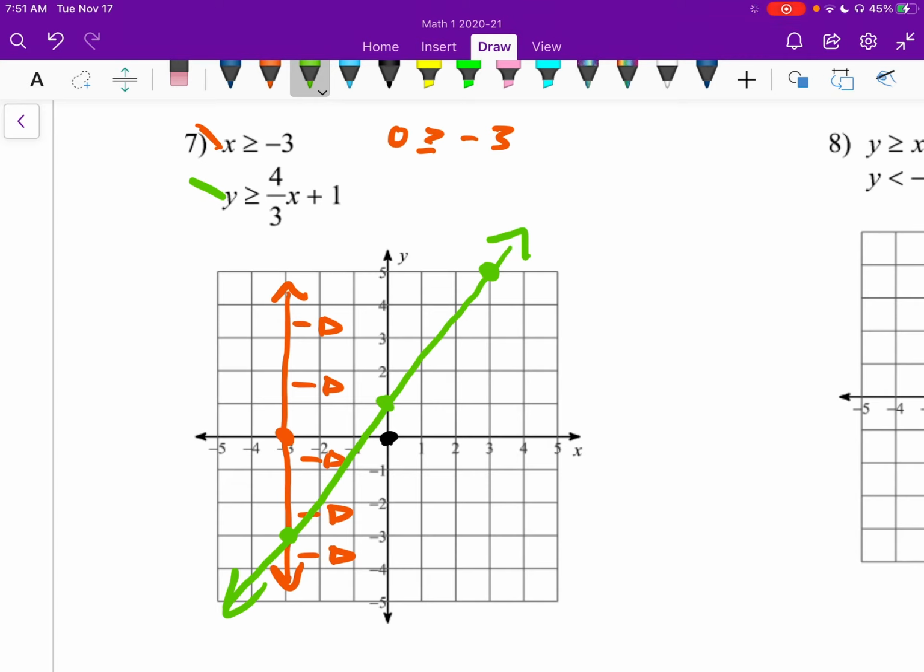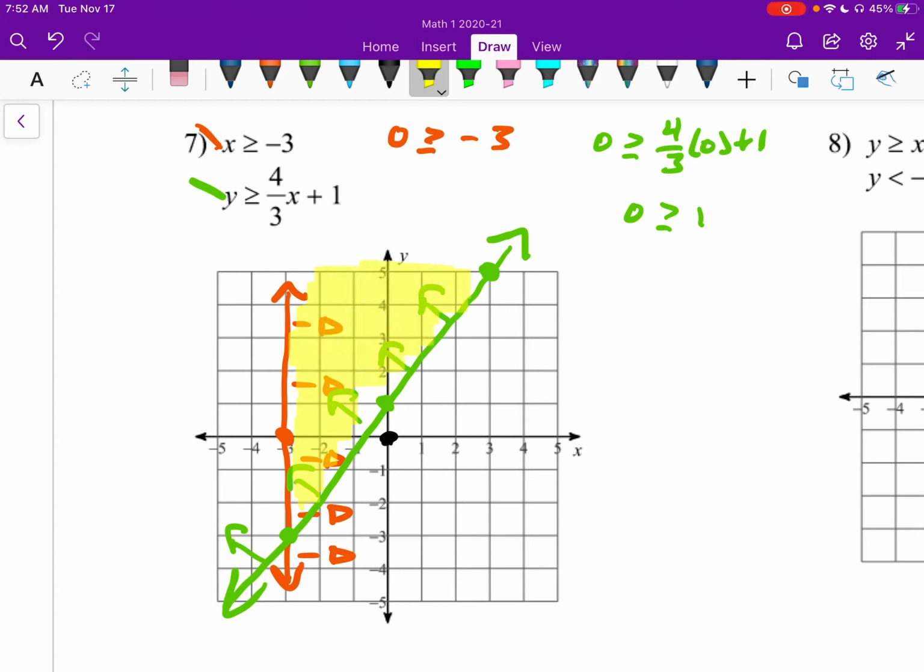I'll plug in 0, 0, and I say, well, 0 is greater than or equal to 4/3 times 0 plus 1. So 0 is greater than or equal to 1. And that is not a true statement, right? 0 is not bigger than 1, so I'm going to shade away from the origin. This one's really easy to see that it overlaps in this region here. All right, there's number 7.